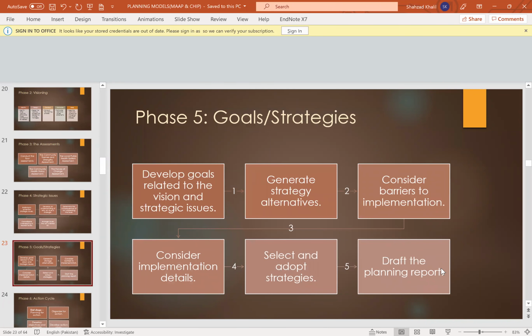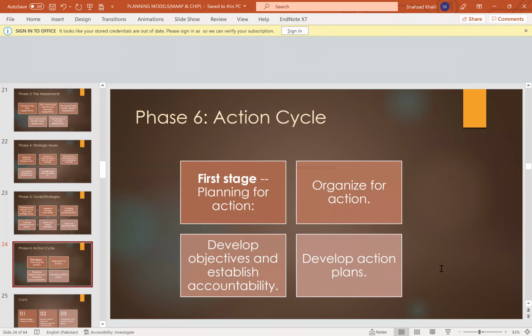Phase five is of goals and strategies. Develop goals related to the vision and strategic issues. Generate strategy alternatives. Consider barriers to implementation. Consider implementation details. Select and adopt strategies and draft the planning report.